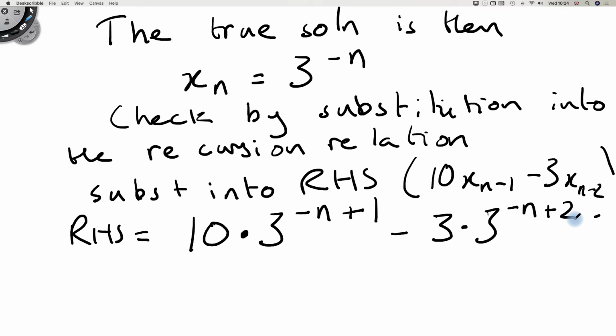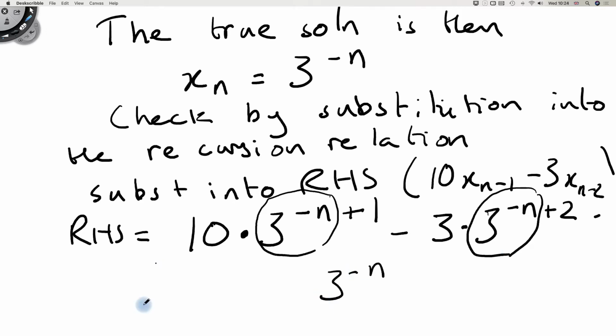Okay, so we can factorize this quite nicely because we have a common factor of 3 to the minus n emerging here. Let me just circle it. There's a 3 to the minus n in there. So we can take 3 to the minus n out. And that gives us, and we must remember this extra 3 from this power of 1 there.